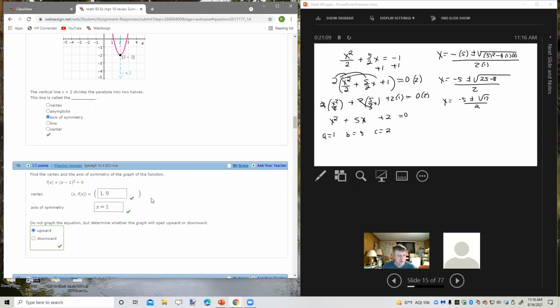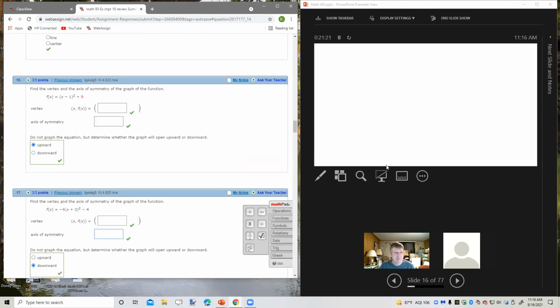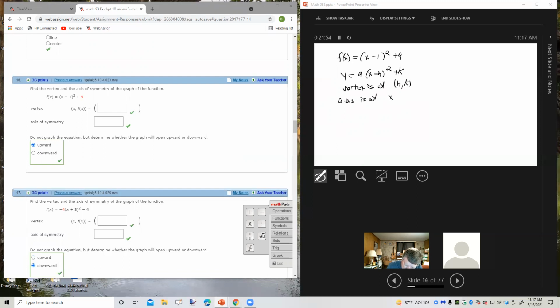Interesting. I deleted all these answers and they still showed back up. So, oh, well. Here we go. We'll take a look at number 16. Find the vertex and the axis of symmetry of the graph of the function. So we've got f of x equals quantity x minus 1 squared plus 9. Keep in mind, this is in the form y equals a times the quantity x minus h squared plus k. The vertex is at h, k, and the axis of symmetry is at x equals h. All right, so for this problem, h is 1 and k is 9. So the vertex is at 1, 9. And the axis of symmetry is at x equals 1.